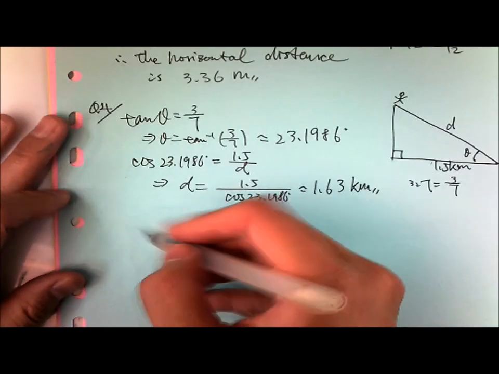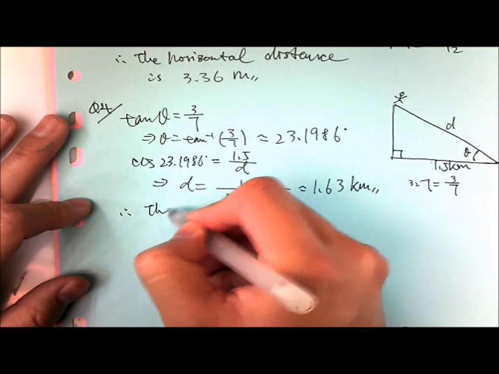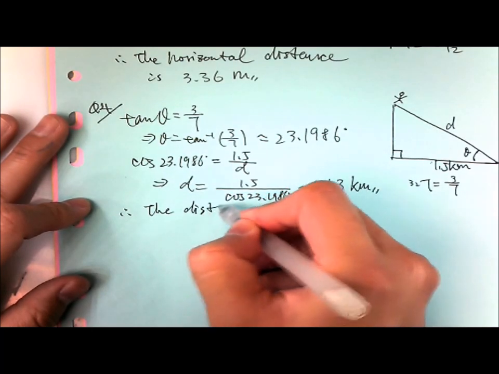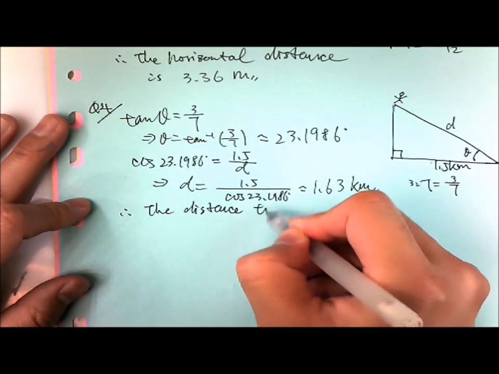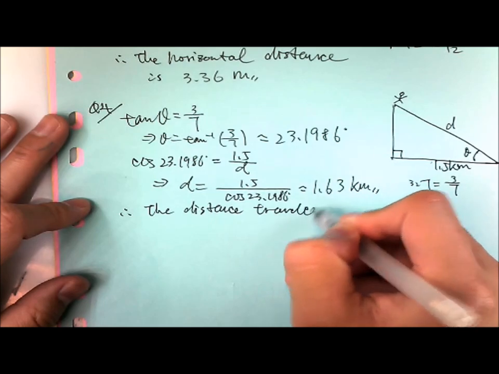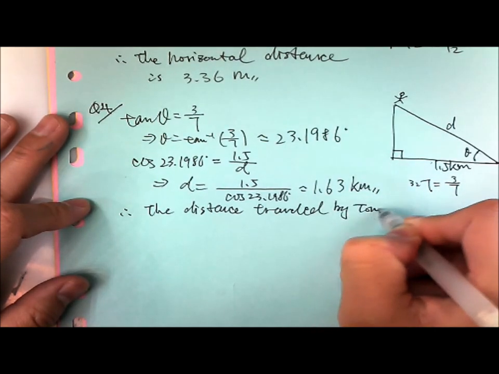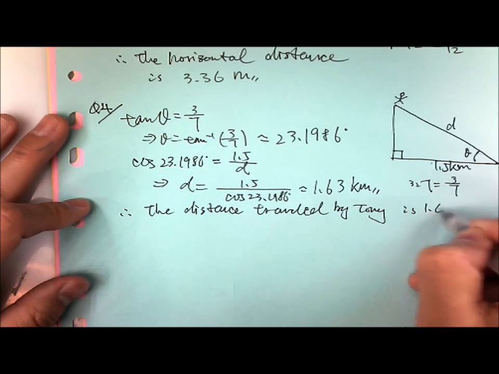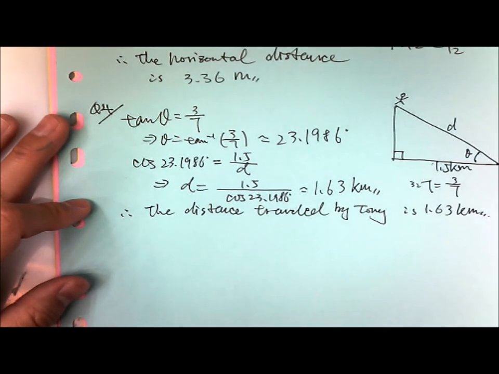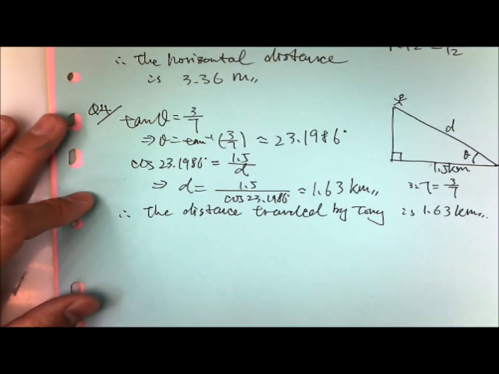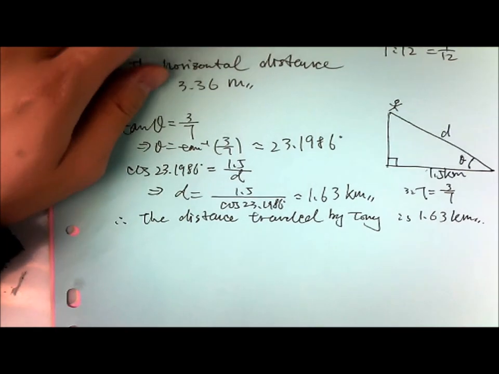Of course you can make the conclusion. So the distance travelled by Tony is 1.63 km. Understand? Is it okay? So it's not difficult. Let's keep moving.